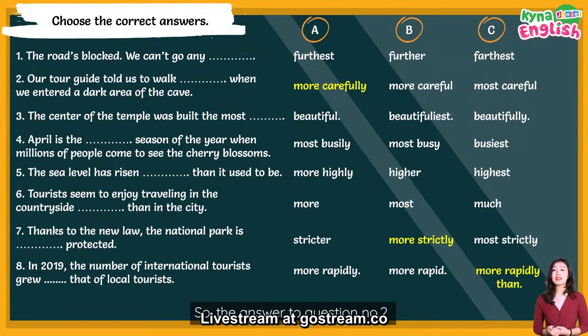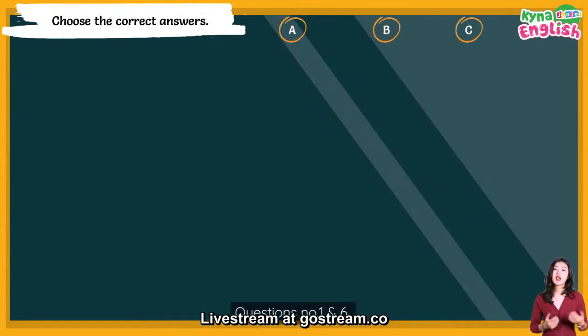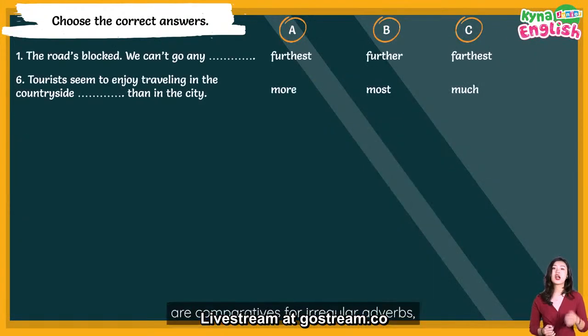So the answer to question number 2 is A, number 7 is B, and number 8 is C. Questions number 1 and 6 are comparatives for irregular adverbs.